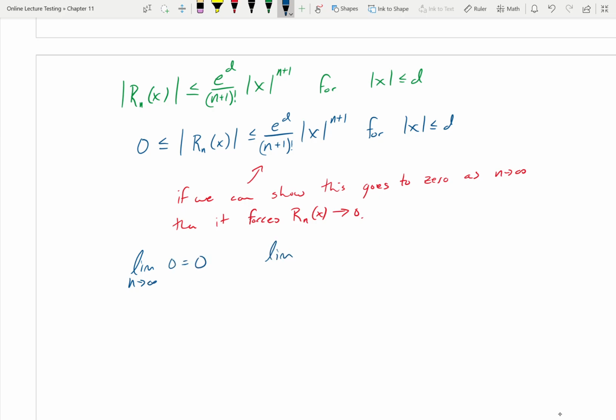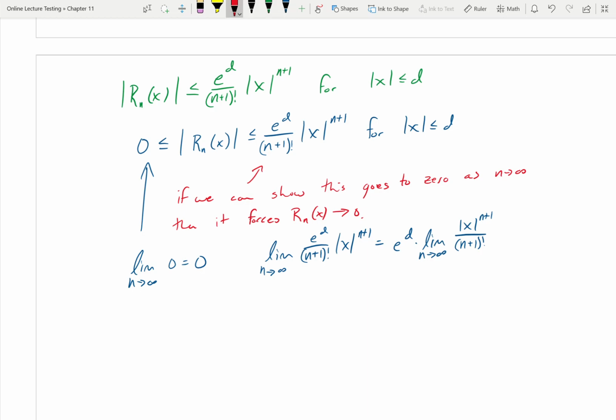I'm going to take the limit as n approaches infinity of 0, and that goes to 0. This is just establishing that first term. Then the limit as n approaches infinity of e to the d over n plus 1 factorial, times absolute value of x to the n plus 1. Another way to state this is e to the d times the limit as n approaches infinity of absolute value of x to the n plus 1 over n plus 1 factorial.